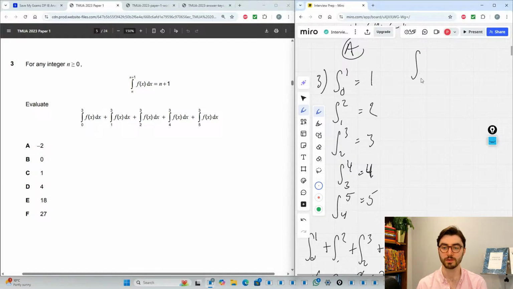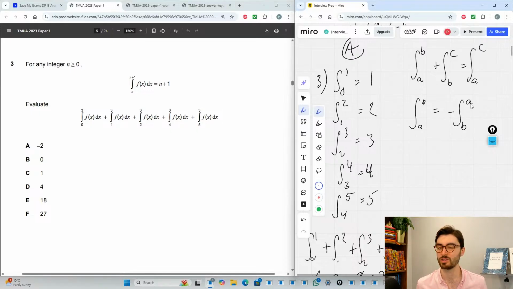So the two things you need to know here are that integral from a to b plus integral from b to c is equal to the integral from a to c. So you can split out the integrals. And the integral from a to b is equal to minus the integral from b to a. If you know those two things, this question cracks wide open.